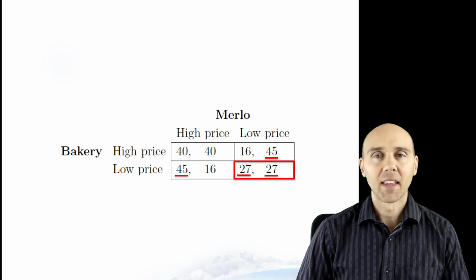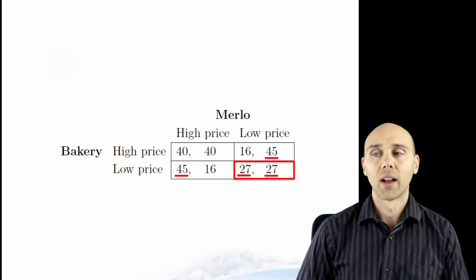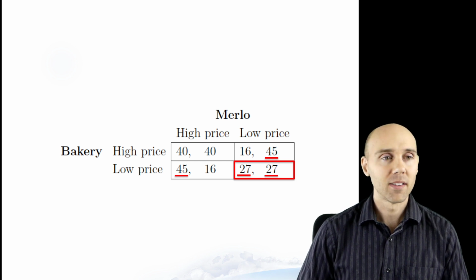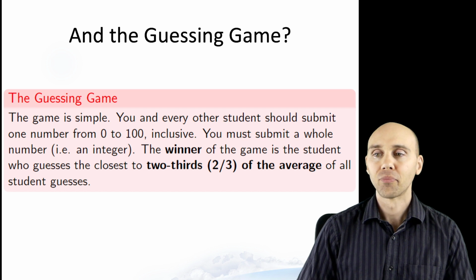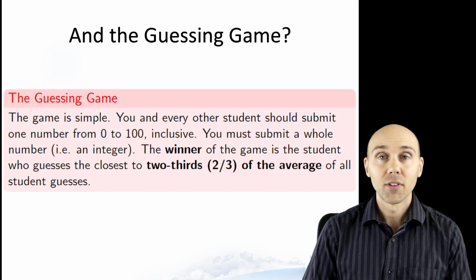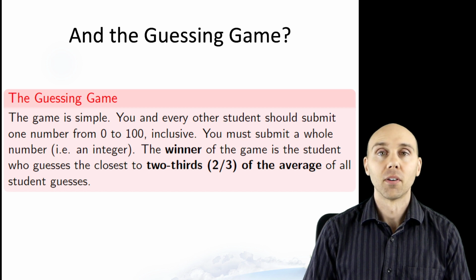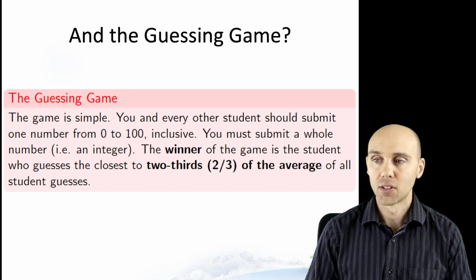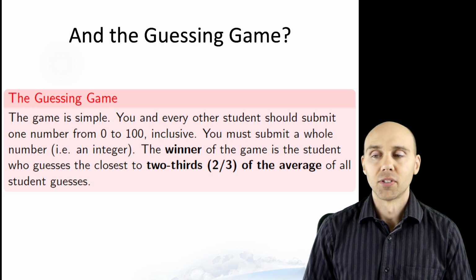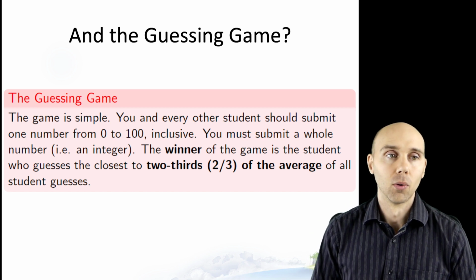Now, what about the guessing game? At the end of the last lecture, I asked you to play a little game with me and submit some answers on Blackboard. The guessing game went as follows. You and every student submits one number from 0 to 100 inclusive, so integers. And the winner of the game is the student who guesses the closest to 2/3 the average of all student guesses.